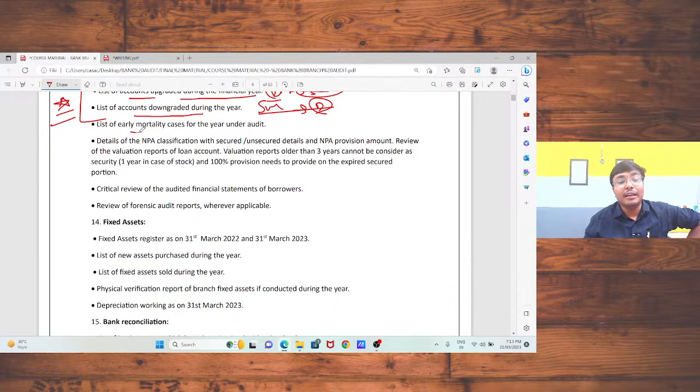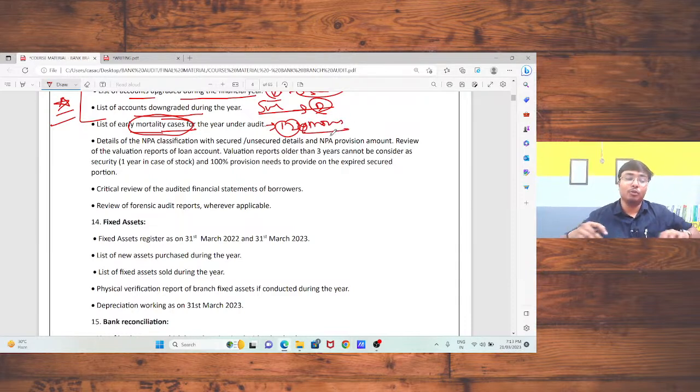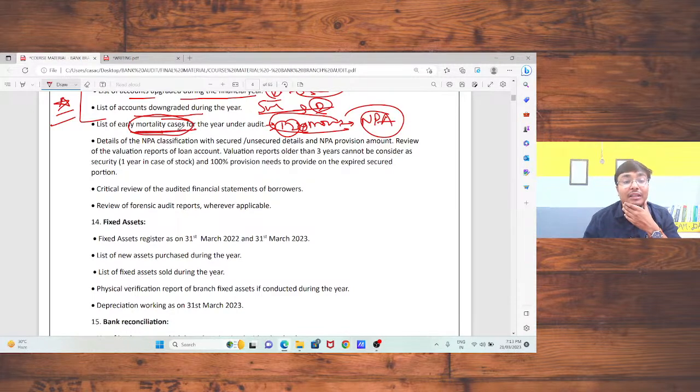List of early mortality cases. Sir, what do you mean by mortality cases? That means during the first 12 months of a loan, suppose the bank has given a loan on 1st April 2022, and during the first 12 months the account is considered as NPA, in that case it has to be considered as a mortality case. We should be very careful about that, because the chances of fraud are very high in that case. Okay, so we should demand one list for that also, of what the mortality cases are.